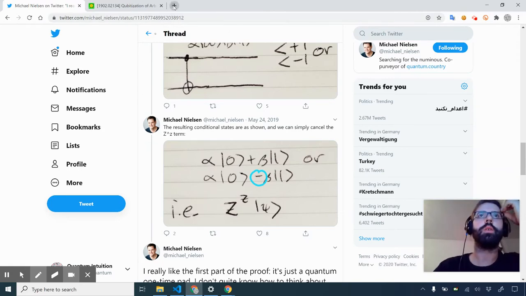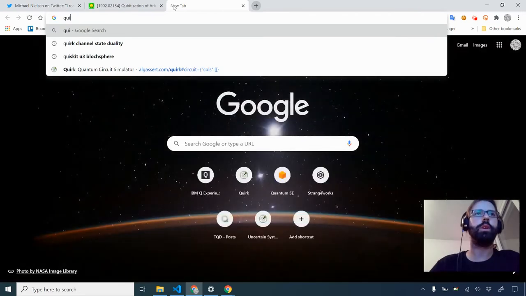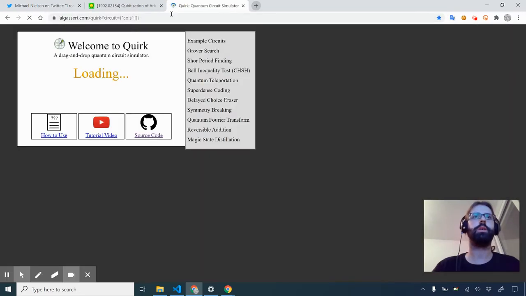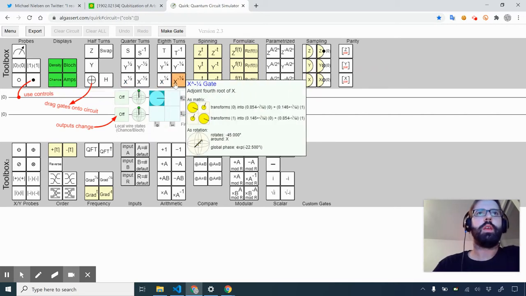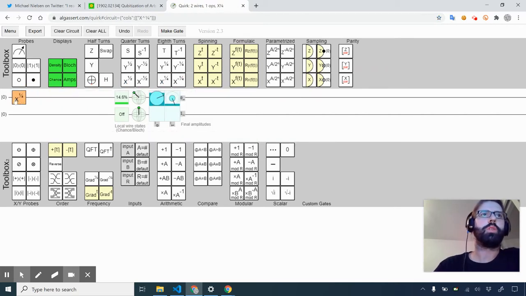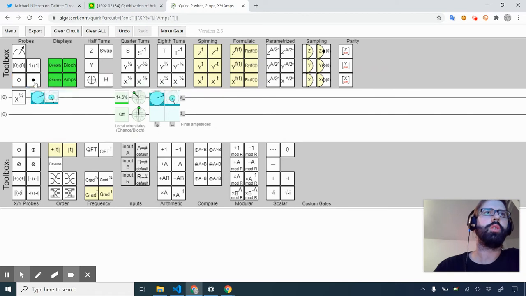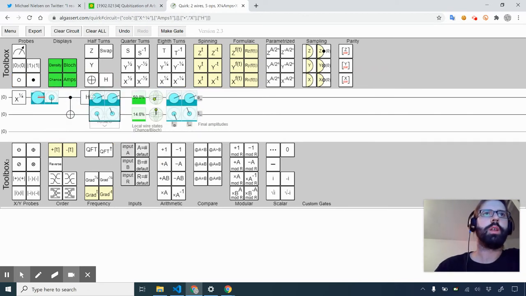Quickly, this is what it looks like in Quirk. Let's imagine that the state we want to teleport is this one. Exactly, the one that you see in here, right? Make that clear, and then you do a control knot and a Hadamard gate, and you take a look at that state in here.